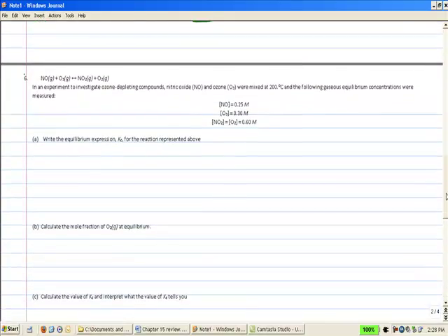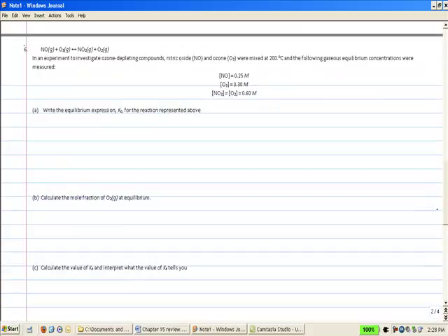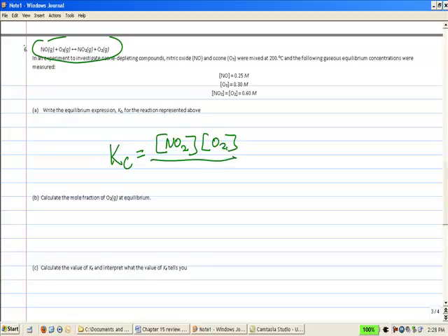Okay, and then our last one, number 6, says, in an experiment to investigate ozone-depleting compounds, nitric oxide, NO, and ozone are mixed at 200 degrees Celsius, and the following gases' equilibrium concentrations were measured. Write the equilibrium expression Kc for the reaction represented above. So we would have Kc, and they specifically say C, so it has to be concentration, even though they're all gases. We want it in terms of concentration. So we have the concentration of NO2 times the concentration of O2, which are products, over the concentration of NO times the concentration of O3.